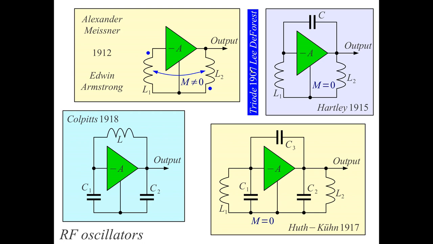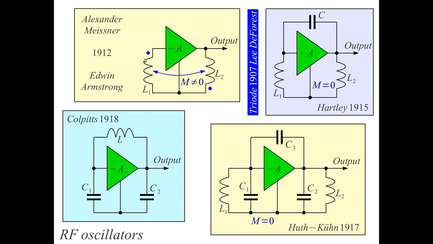An electronic amplifier is nowadays a very important component. But the real breakthrough was to make a signal generator out of this amplifier by providing feedback from the output to the input. And this was done a few years later, in 1912, by both Alexander Meissner and Edwin Armstrong. Edwin Armstrong in the United States, Meissner in Europe. Both applied for their patents almost at the same time, and they had slightly different circuits.